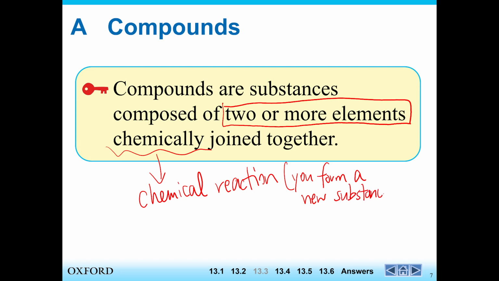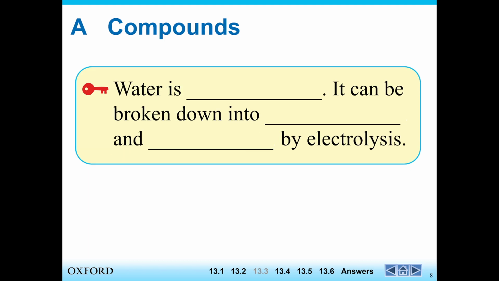And usually burning or heating is an indicator that a chemical reaction is occurring. Just a small tip for you. So here, water is obviously this. Is it an element or a compound? It is a compound. Water is a compound. It can be broken down into which two elements by electrolysis? Hydrogen and oxygen, of course. Okay, water here was H2O.